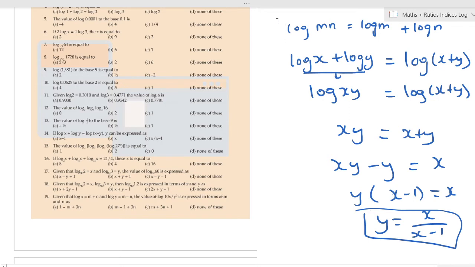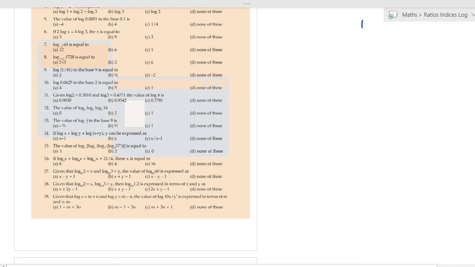Next we'll do the 16th question. Log x to the base 2 plus log x to the base 4 plus log x to the base 16 equals 21 by 4.